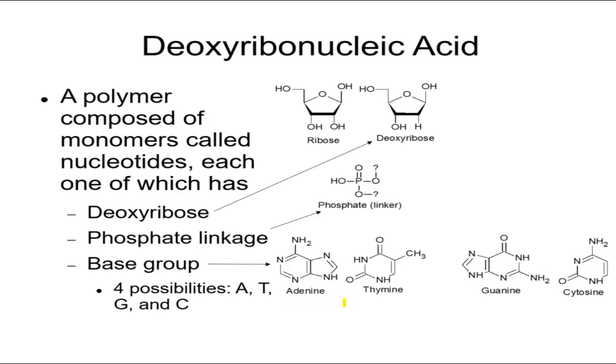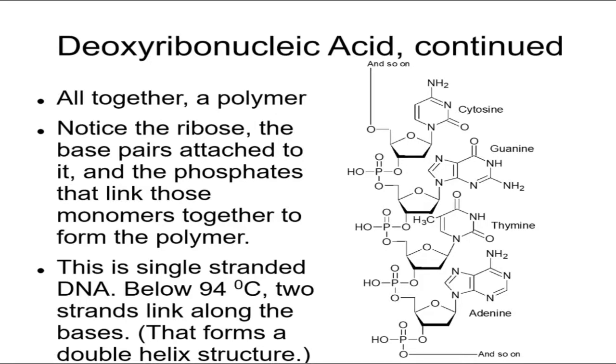These are called base groups. They are by themselves basic, and there are only 4 of them in DNA: adenine, thymine, guanine, and cytosine. They're designated by their letters A, T, G, and C. So these are the 4 bases. They're linked by the phosphate, and each of the bases is stuck to deoxyribose. Let's take a look at this, because it's hard to understand without actually looking at it.